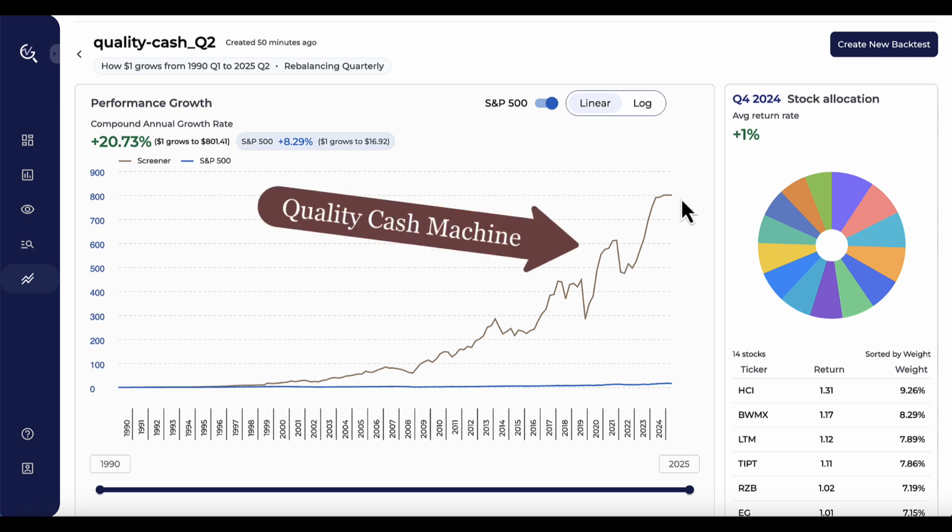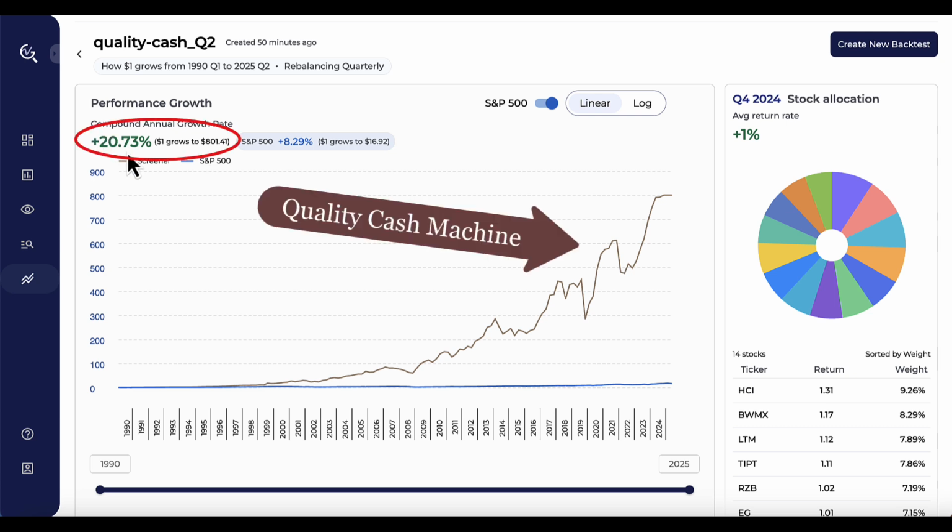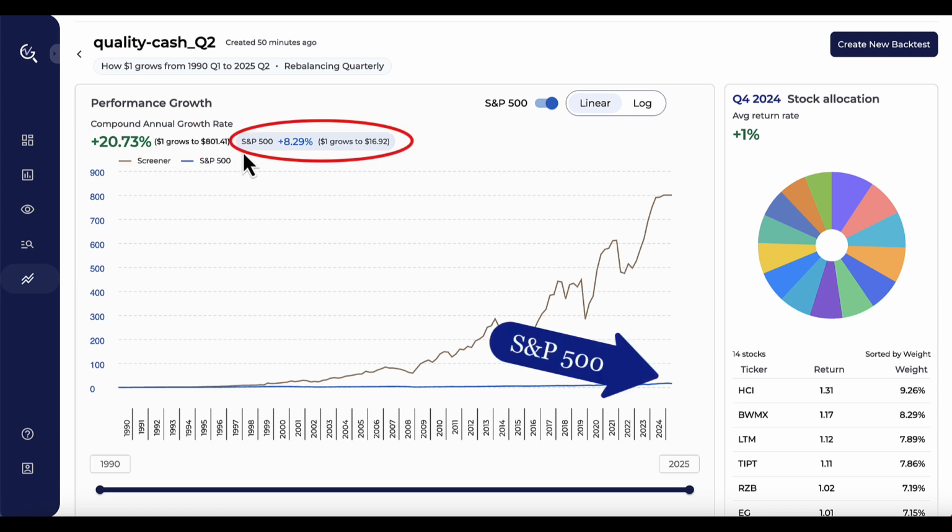So we have the brown curve here, which is our strategy. Here, this is using the cash machine quality strategy. And then we have the S&P 500 down here in blue. And we see over here the results. So our strategy returned 20.73% annualized growth over that time period. It turned $1 into about $800, whereas the S&P 500 grew at 8.29% compounded and turned $1 into almost $17.